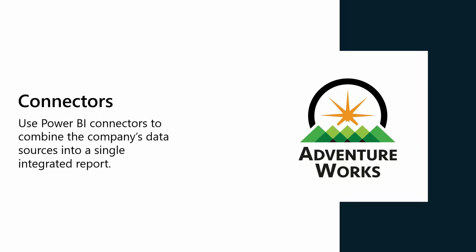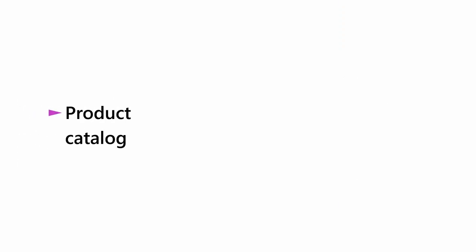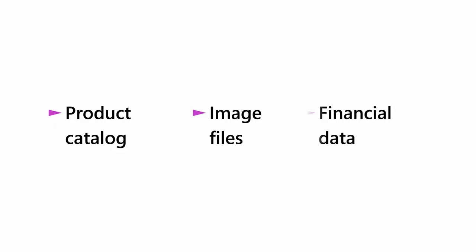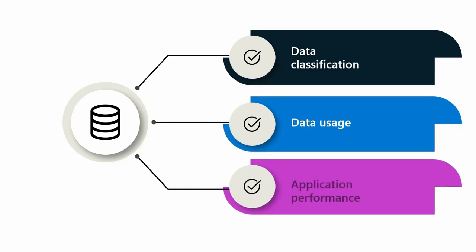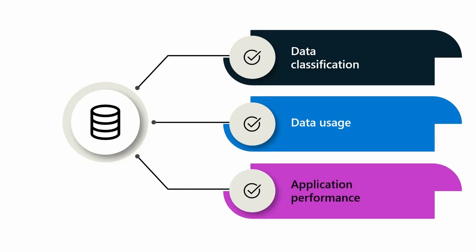As an aspiring data analyst at AdventureWorks, you've been assigned the task of determining the best storage solution for the online retail website at AdventureWorks. The website was built with 3 data sets used to run the business: product catalog data, image files, and financial business data. Each data set has different requirements. The key factors to consider in your task are data classification, how your data will be used, and how you can get the best application performance.